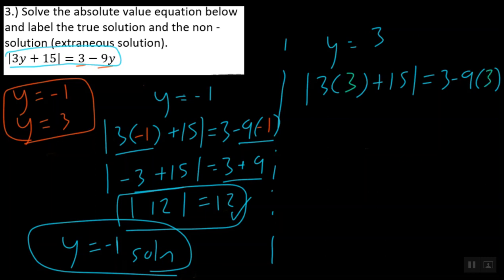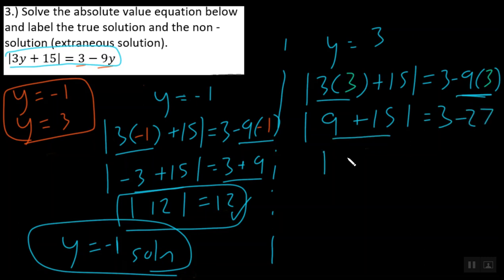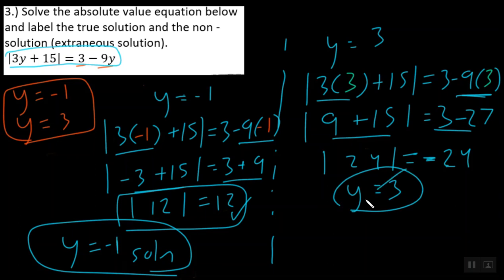Positive 3. Okay? And so I'll say, okay, we have 3 times 3, which is 9, plus 15. And over here we have 3 minus 9 times 3, which is negative 27. And wait a second, 9 plus 15 is 24. But 3 minus 27 is negative 24. And I want to ask y'all, can absolute value bars produce a negative? And hopefully you said no. Absolute value bars make everything positive, not negative. So in fact, y equals 3 works out mathematically, but it's actually not a solution.